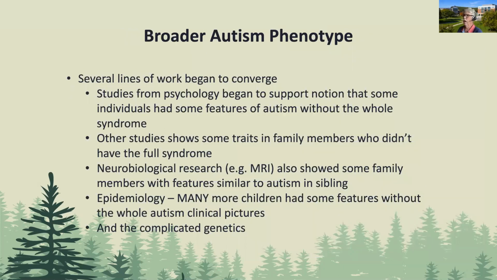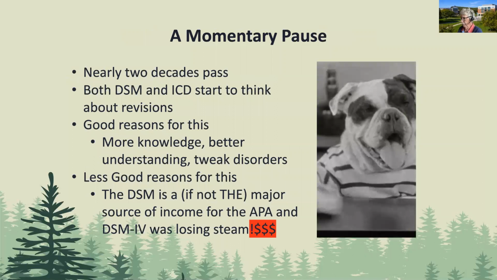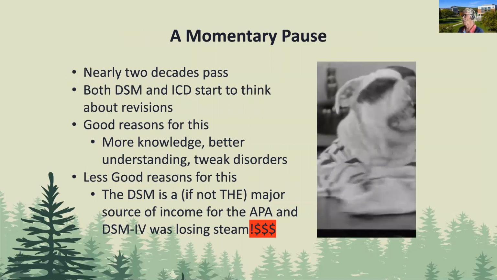So the broader autism phenotype is a very interesting topic itself. Several lines of work have begun to converge. Work from psychology showed the notion that people, for example, siblings, might have some features of autism without the whole syndrome or necessarily without any symptoms at all, apparently. I mentioned the family members may have some similarities, neurobiological research and epidemiology. This is a condition that's much more common than more classically defined autism, and it may reflect the complicated genetics of the condition. So a momentary pause.